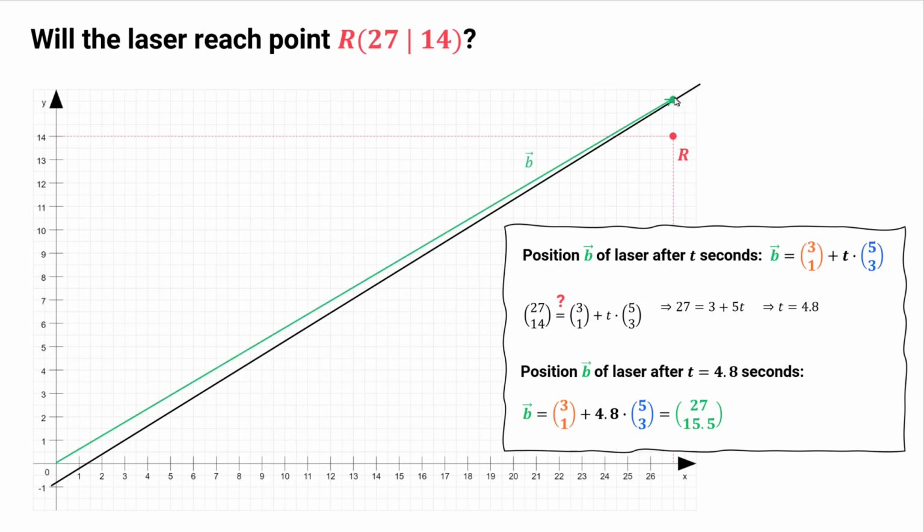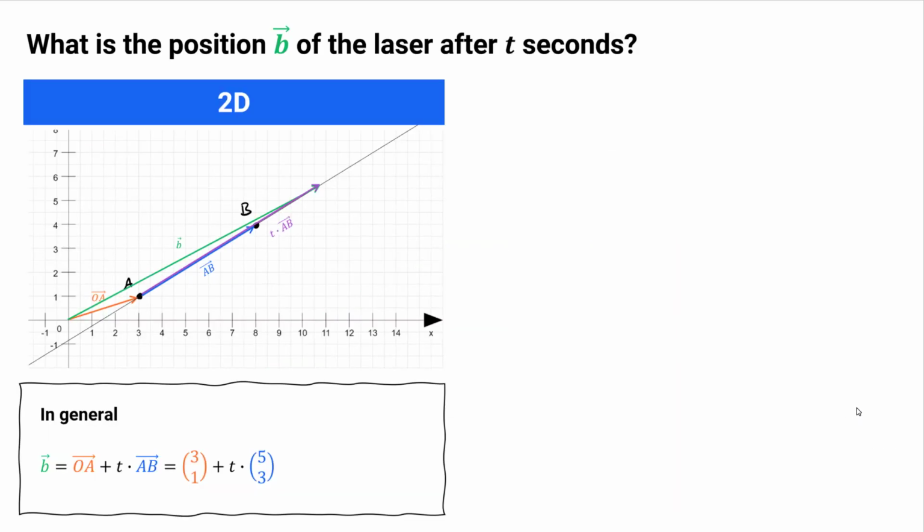So if you would graph that position, it's given by this green position vector up here. So that's the position of the laser after 4.8 seconds. And you see we miss the red point here. Now let's take a second to appreciate what we did here. We described the line mathematically and we checked whether a point lies on the line or not. That's a big step. And now that we have answered that question, we can move forward.